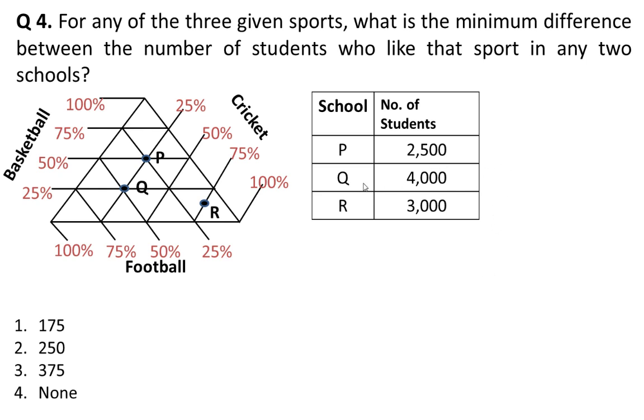By this time, we worked out the number of students for cricket and basketball. In a similar way I can find out the number of students for football. These 2 figures are already available from the previous calculation, so I don't need to repeat the calculation. Now take the number of students for football, and we can find out the number of students who like the sport in any 2 schools. What is the minimum difference?